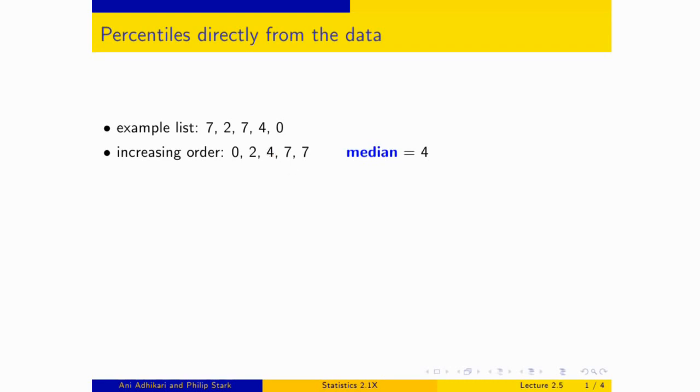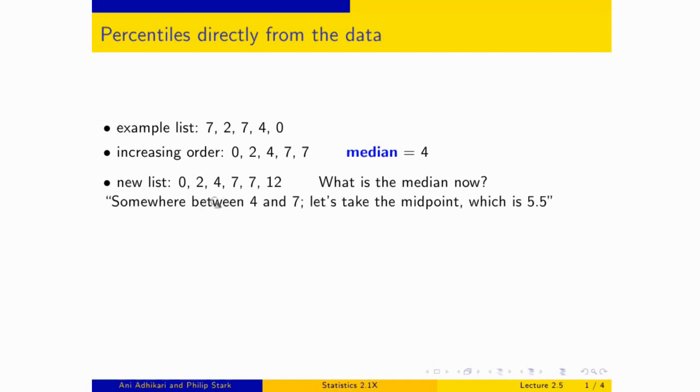Little less clear when you have 6 numbers instead of 5. So I've taken the same list and I've just tacked on a 12 to the end of it. And now there are 2 middle numbers, 4 and 7. So what is the median now? Well, a natural answer is somewhere between 4 and 7. Halfway here? Why not? People often take that as a convention. Take the midpoint between the 2 middle numbers. And that happens to be 5.5 in this case.